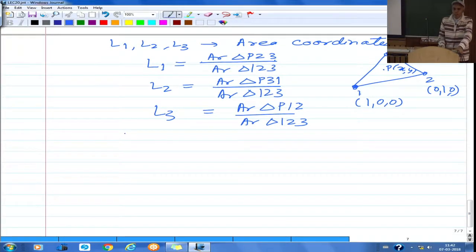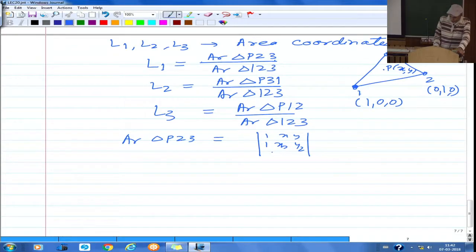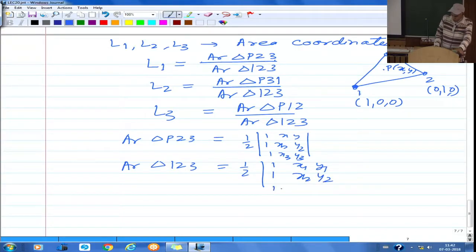And if you recall your elementary algebra, you would have done coordinate geometry, the area of the triangle P23 can be written as a 3 by 3 determinant. First is point P, its coordinates are 1 x y, then point 2 coordinates are x2 y2, and then point 3 coordinates are x3 y3, and of course divided by 2. So the area of the triangle P23 can be given by this determinant, and similarly the area of the triangle 1, 2, 3 can be given by half of the determinant: 1 x1 y1, 1 x2 y2, 1 x3 y3.